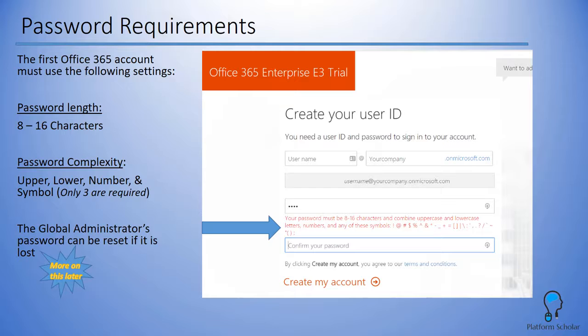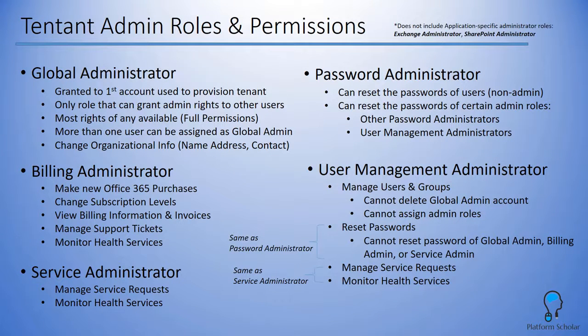Try to remember this password, but know that the global admin account can be reset if it's forgotten, and we'll discuss password resets in more detail in Objective 3. Here is a list of the tenant administrator roles that exist in Office 365. I'm not including any of the application administrator roles such as Exchange Admin or SharePoint Admin. And we'll go over these roles in more detail in Objective 2, but for now just know that the global admin has all the privileges for the tenant, and it's the only account who can grant someone else any of these admin roles. Also know that you can have more than one global admin, and you can assign the role to multiple people.